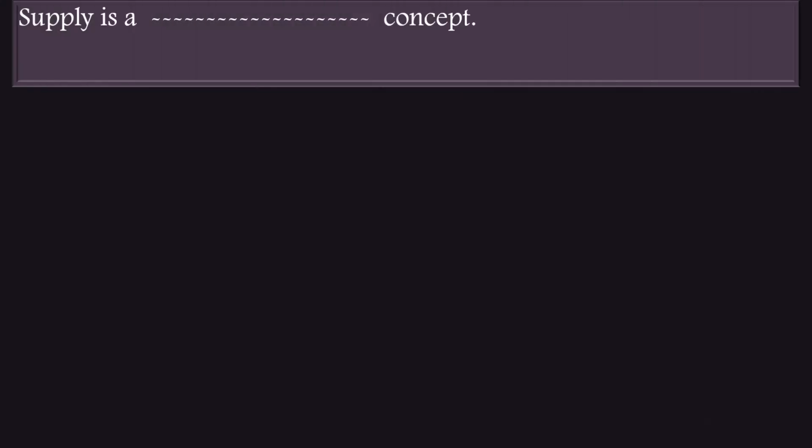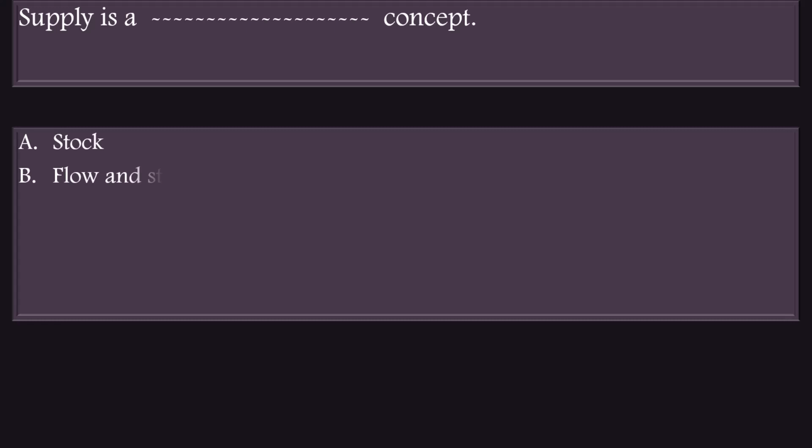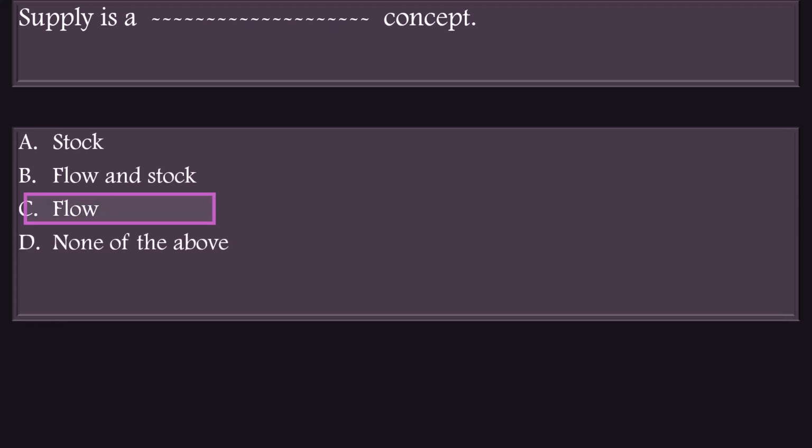10th question. Supply is a dash concept. Options: A. Stock, B. Flow and stock, C. Flow, D. None of the above. Supply is a continuous process, so it is to be measured for a given period of time. It is a flow concept. Option C is the right answer.